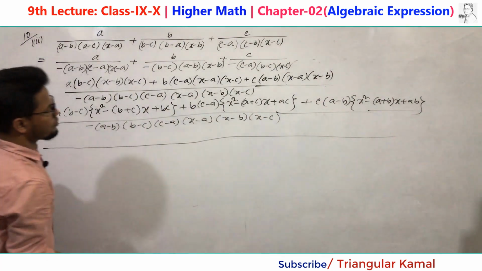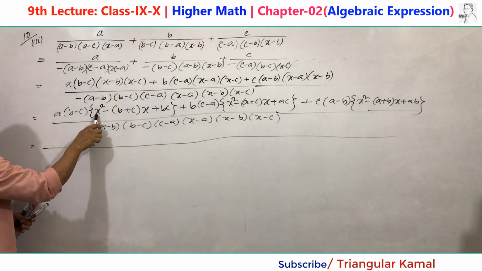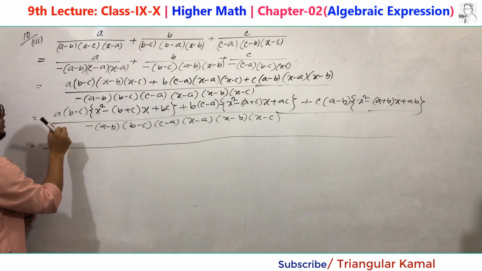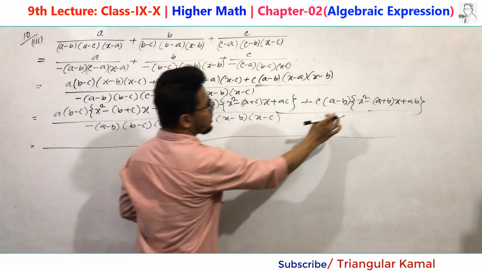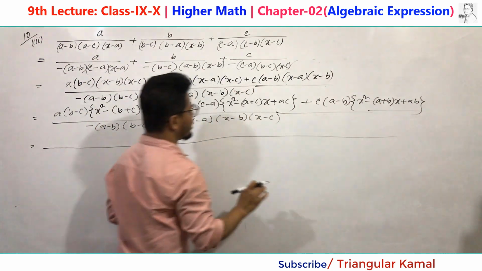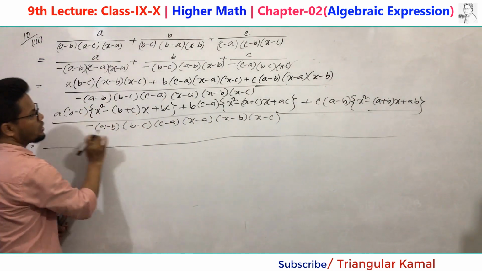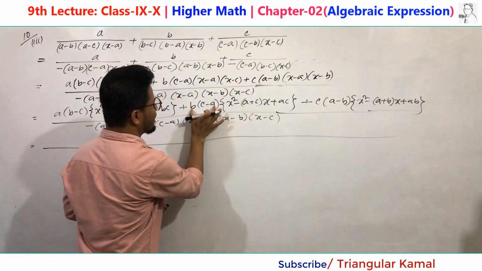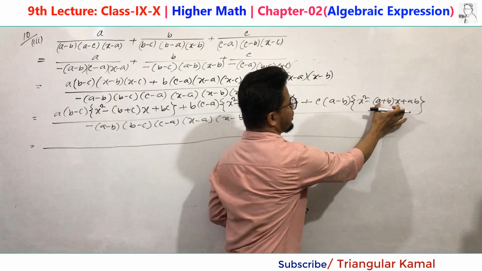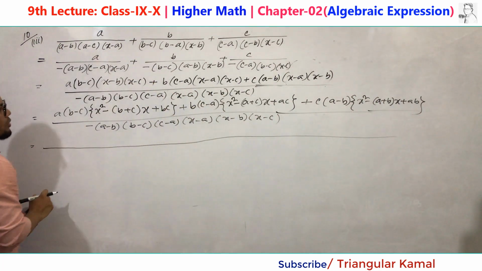Okay, first we will arrange all the parts of the X square. X square multiplies with this one, X square with this one, X square with this one. Then we will multiply the second part, the coefficient of X, with this one, and the coefficient of X must multiply with this one. Then we will multiply all the constant parts.